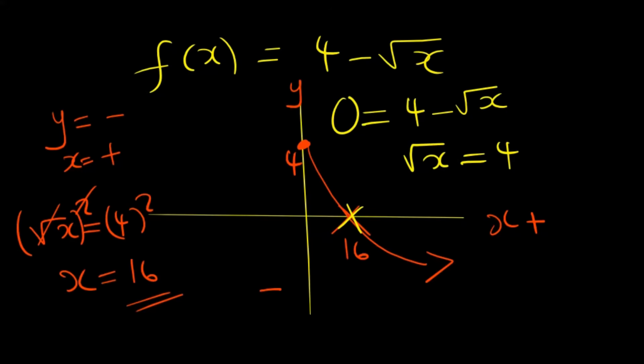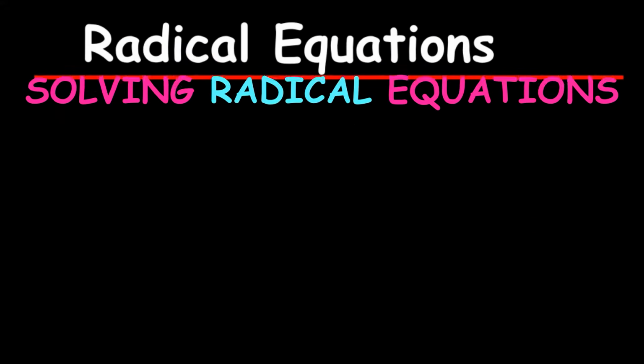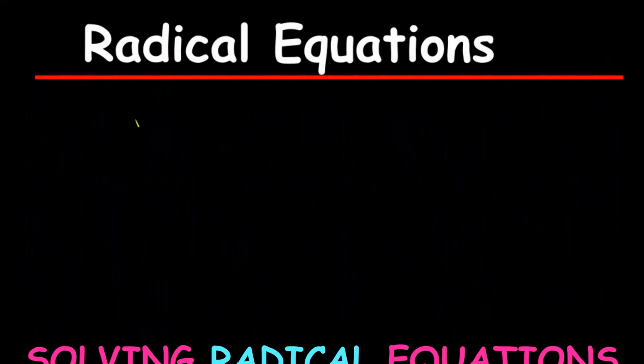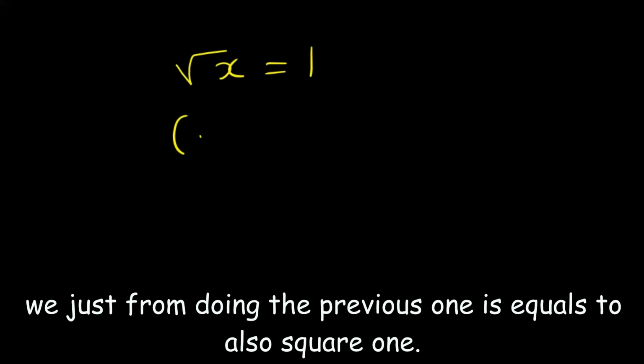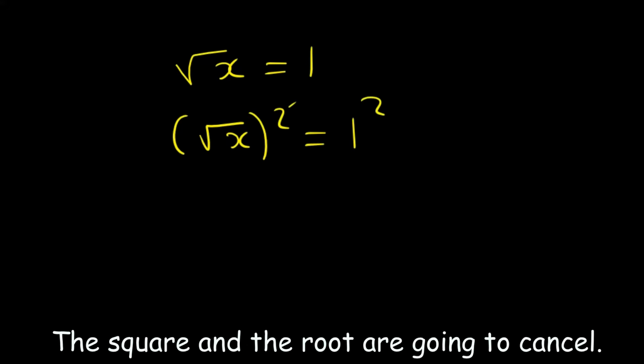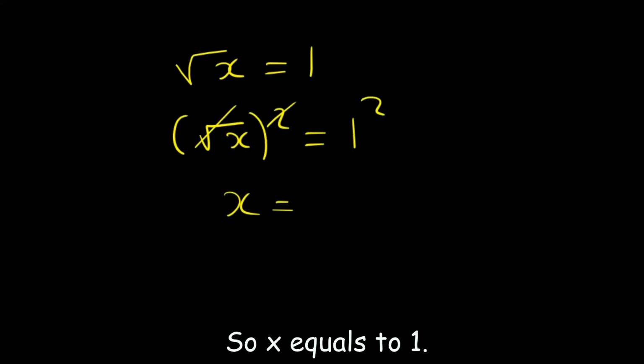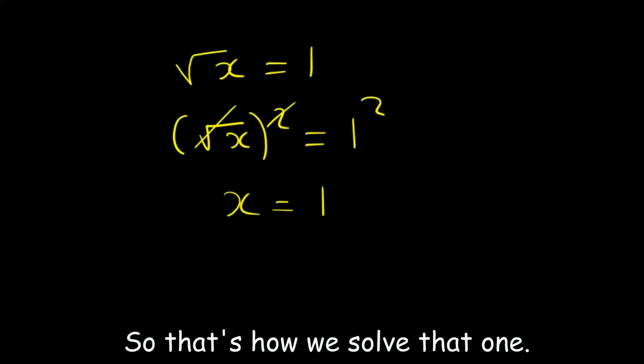So basically this is how you graph these ones. Very basic, not very complicated. Now how do you solve radical equations? I've just shown a glimpse. Let's say I have the square root of x is equal to 1. This is an equation. How are we going to do that? Square both sides, just like we did the previous one, is equal to also square 1. The square and the root are going to cancel, so x will be equal to 1. So that's how we solve that one.